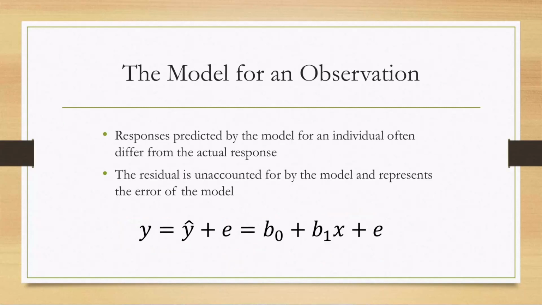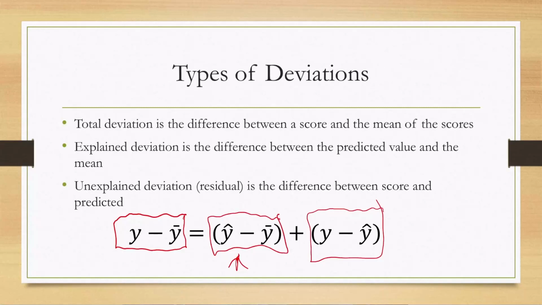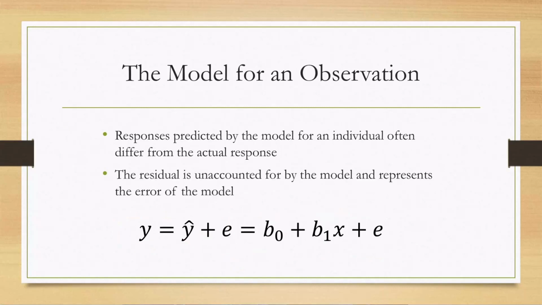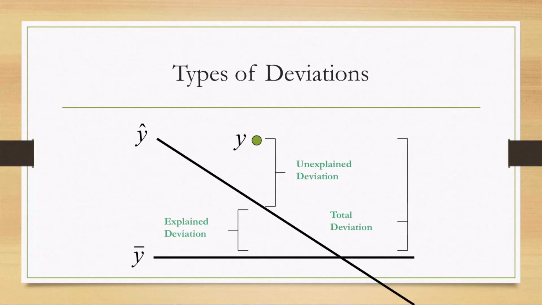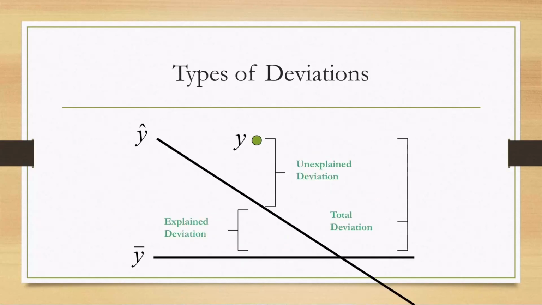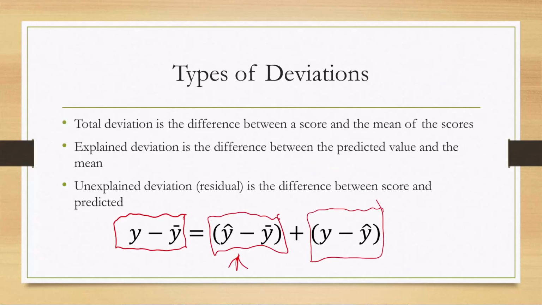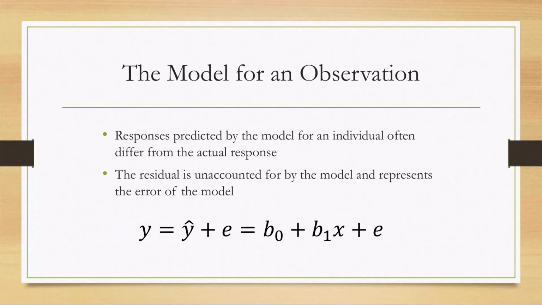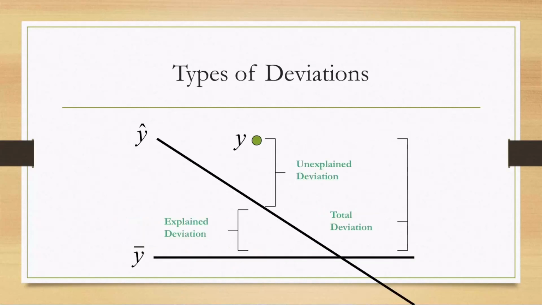It's going to be easier to look at this in a picture, so we'll do that in a second. But note that when you have a model for an observation, actually I'm going to go ahead and skip that and look at these deviations. I probably have those out of order a little bit, because we talk about this total, explained, unexplained deviation, and here's a picture that shows that.